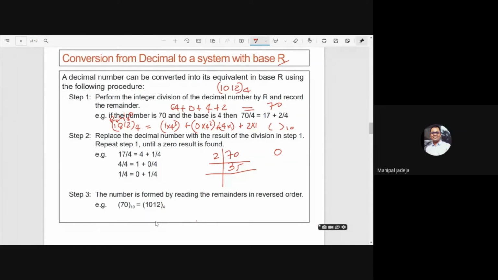If I start with 71, then what will happen? Instead of this 0, 1 will be there. And that 1 will represent that the number is odd, right? It's not divisible by 2. Right? Okay, let's move further.